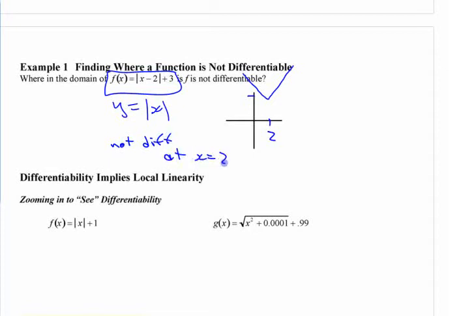You can use transformations, if you know something about transformations, to think about where it's not differentiable. Okay.